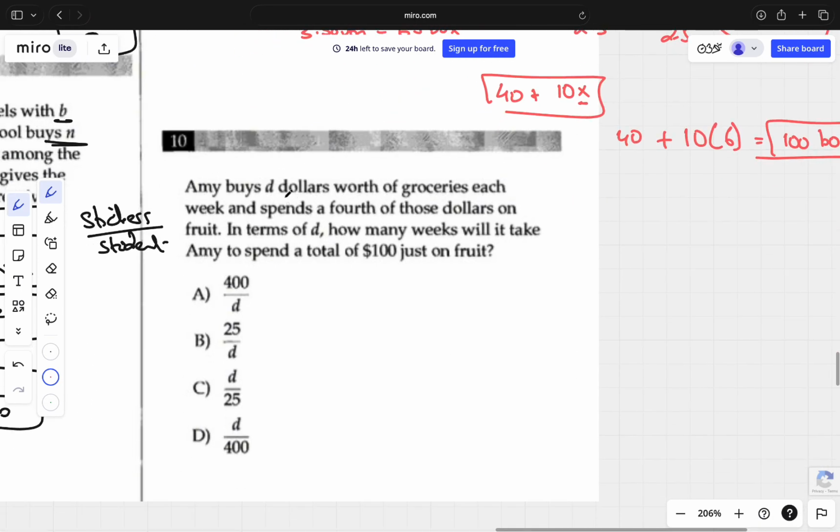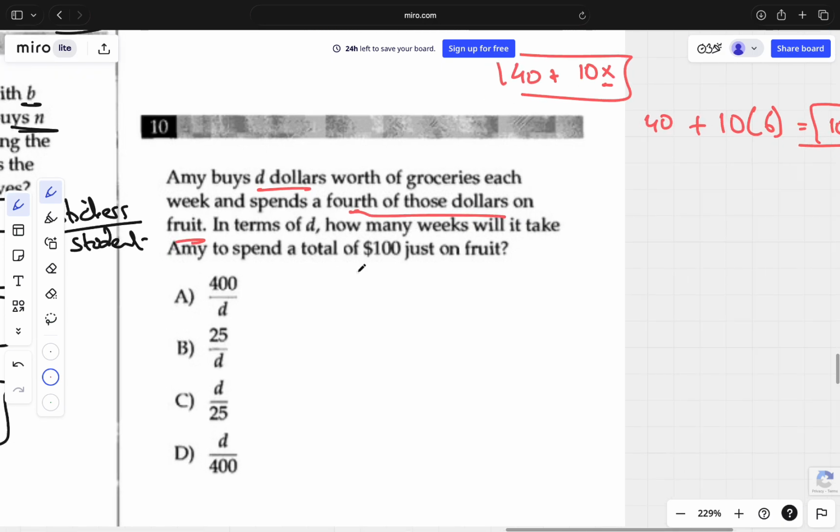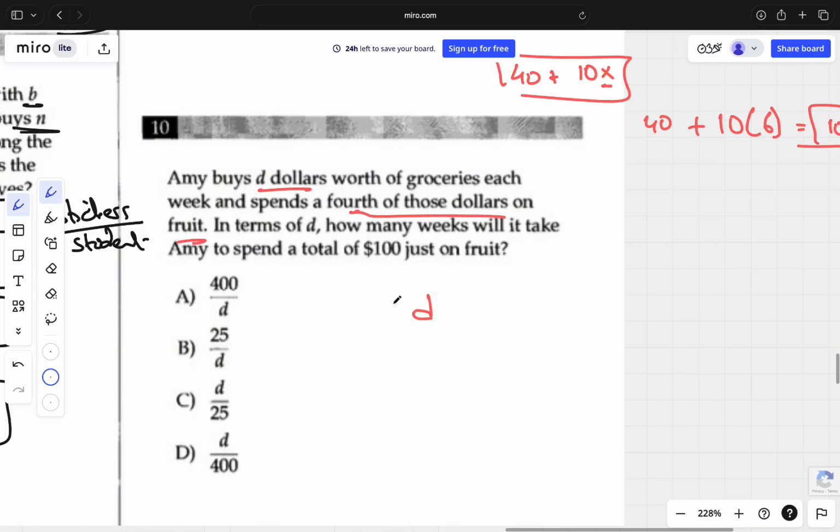Question 10. It says Amy buys $D worth of groceries each week. She spends a fourth of those dollars on fruit. So in terms of D, how many weeks will it take Amy to spend a total of $100 just on fruit? So Amy buys $D each week, so $D in 1 week. And then it says she spends a fourth of those dollars on fruit. So fruit is going to be D over 4, a fourth of those dollars. Amy plans to spend a total of $100 just on fruit. So this is per week, by the way.